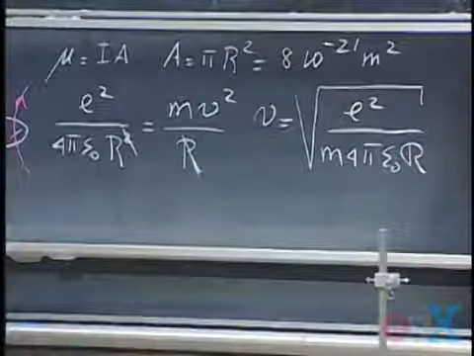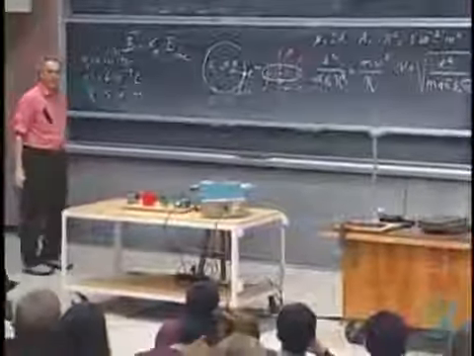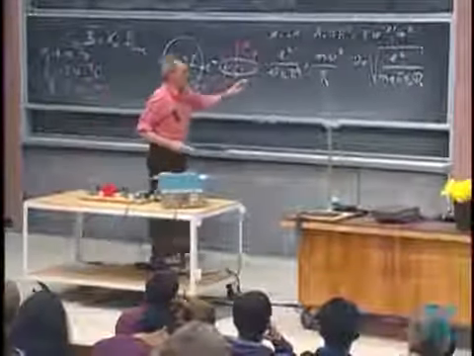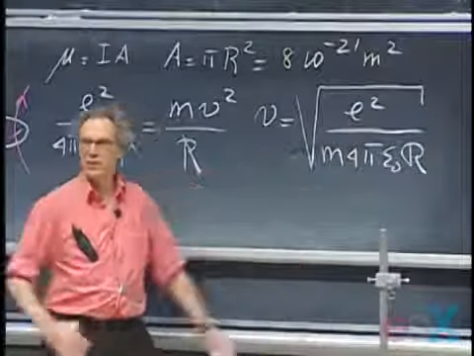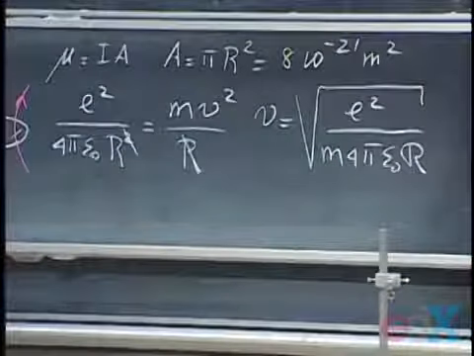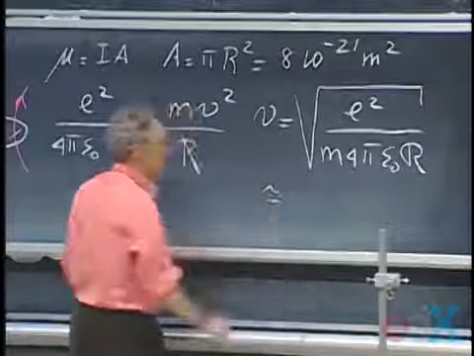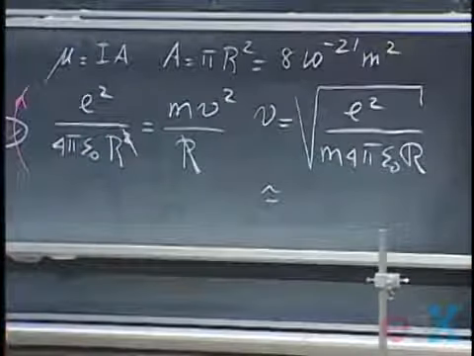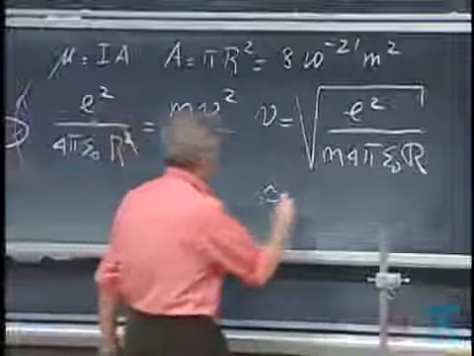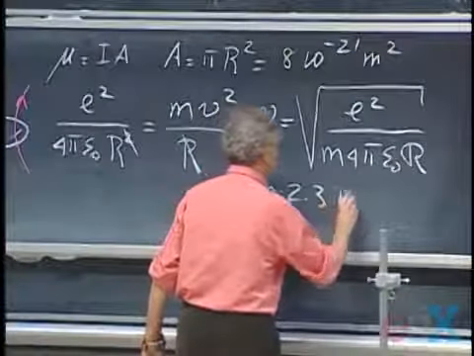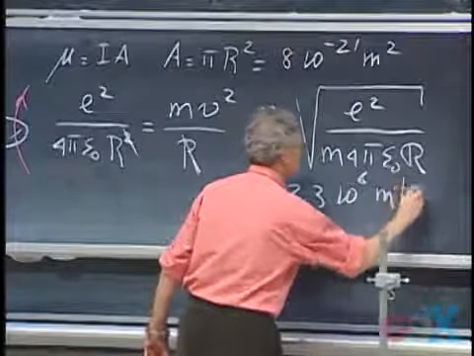And I know all these numbers. I know what e is, I know what capital R is, I know what 4 pi epsilon 0 is. 1 over 4 pi epsilon 0 is the famous 9 times 10 to the power 9. And so I can calculate what v is. And if I stick in the numbers, and if I did not make a mistake, then I find about 2.3 times 10 to the 6 meters per second.